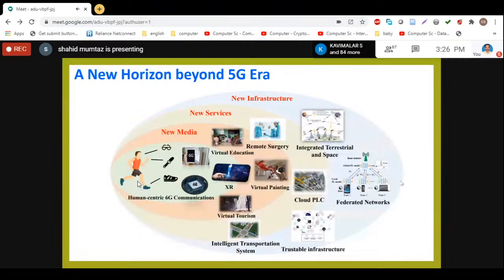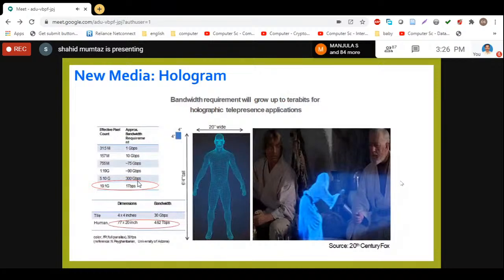So with the new media, you can see human-centric network, virtual tourism, virtual banking, intelligent transport system, with new services, remote surgery, cloud, programmable control logic unit will be inside cloud, and your trusted infrastructure where you have a blockchain kind of mechanism, and then you combine your space network with your ground network, and you have a federated network. So you can see that we are changing to new services, new media, and new infrastructure.